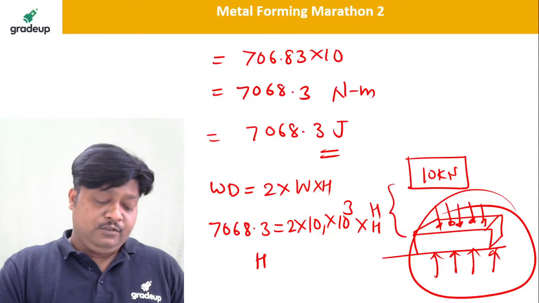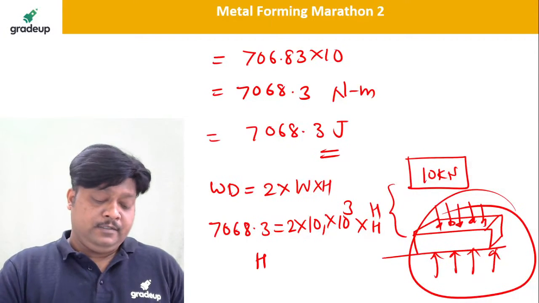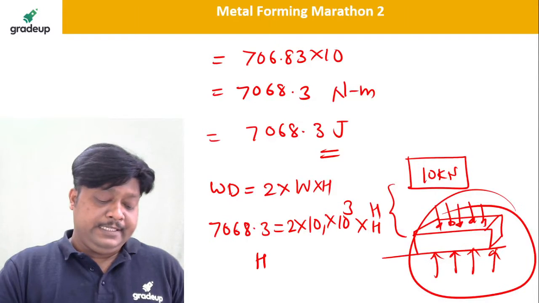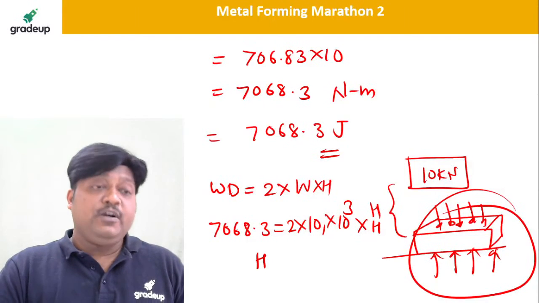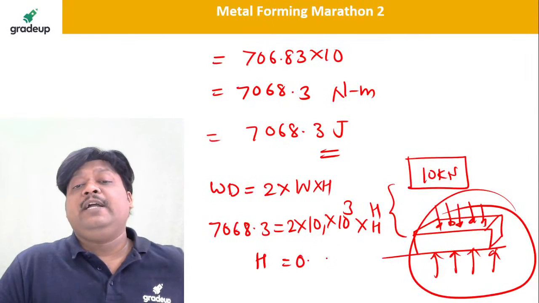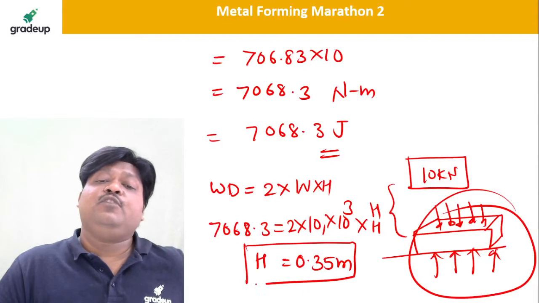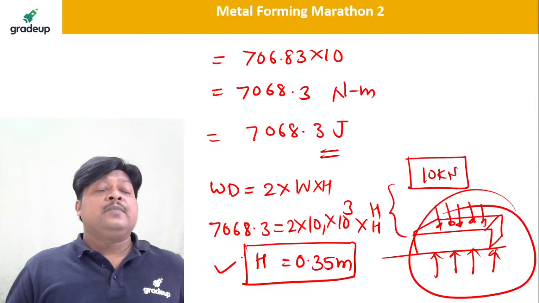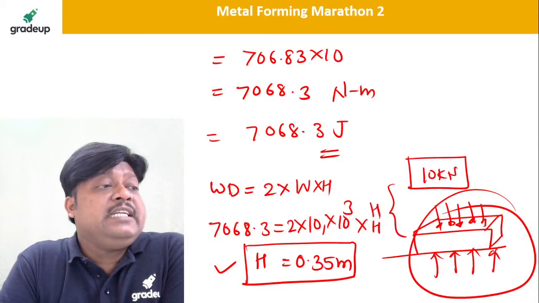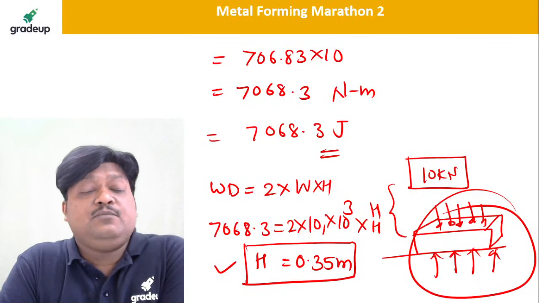Eight. 7068.3 divided by 20 e to the power 3. Is it 0.35 meter? It is 0.35 meter. Yes, please check whether it is okay. 0.35 meter.